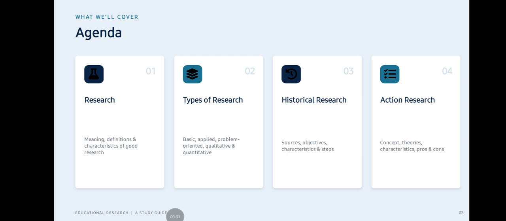Research, meaning, definitions and characteristics of good research, types of research that is basic, applied, problem oriented, quality and quantity. Historical research that is sources, objectives, characteristics and steps. Action research in which concept, theories, characteristics, pros and cons.